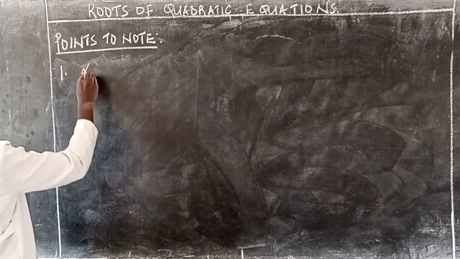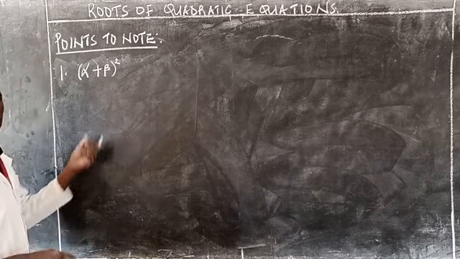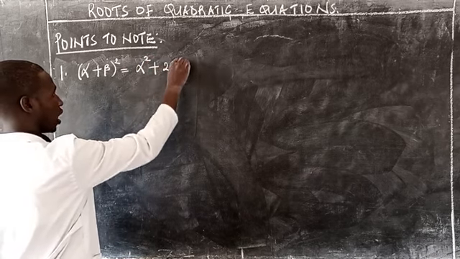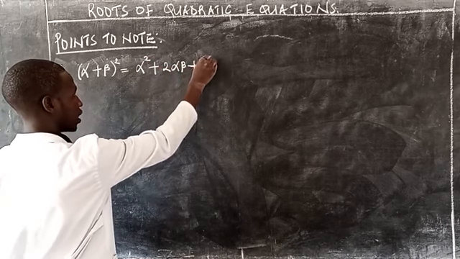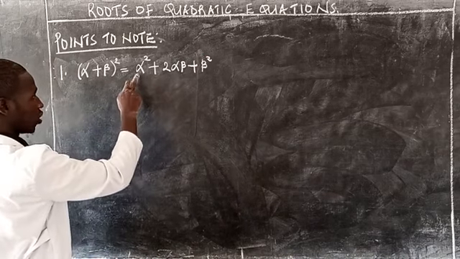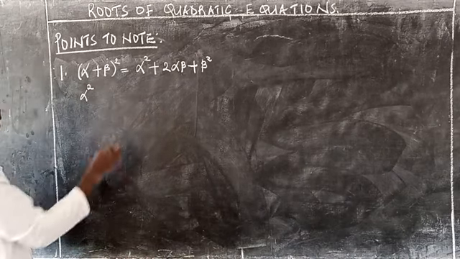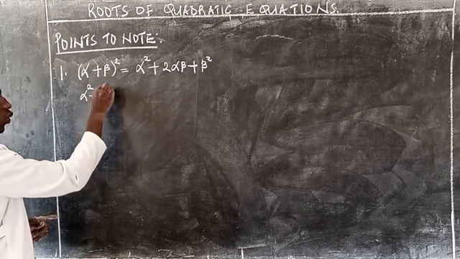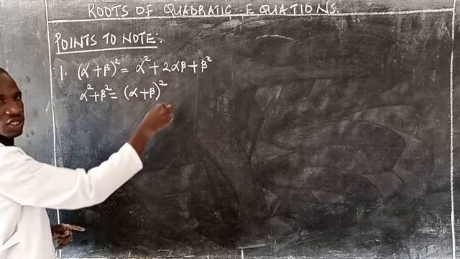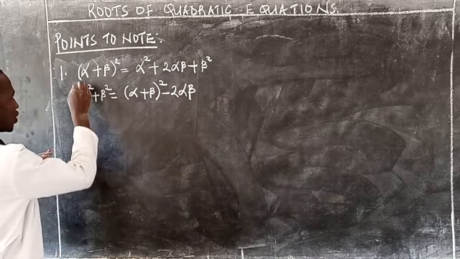1 is an expansion of alpha plus beta squared. From Pascal triangle, when we expand this, we get alpha squared plus 2 alpha beta plus beta squared. So from this expression, it is very clear that if I make alpha squared plus beta squared the subject of the formula, I'll get alpha squared plus beta squared to be equal to alpha plus beta but squared minus 2 alpha beta. So this is very important.